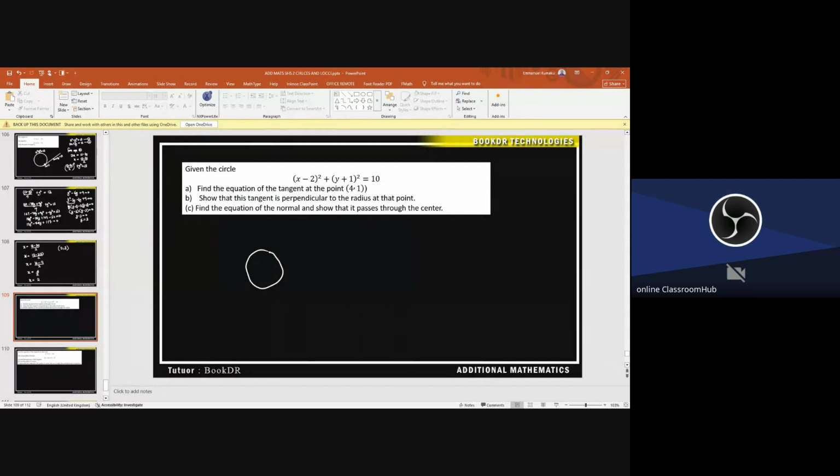So this is our circle. And the tangent is drawn to this circle. And the coordinate at the point of contact this time around is given as 4, 1. And the question says we should find the equation of the tangent at the point 4, 1. Good.